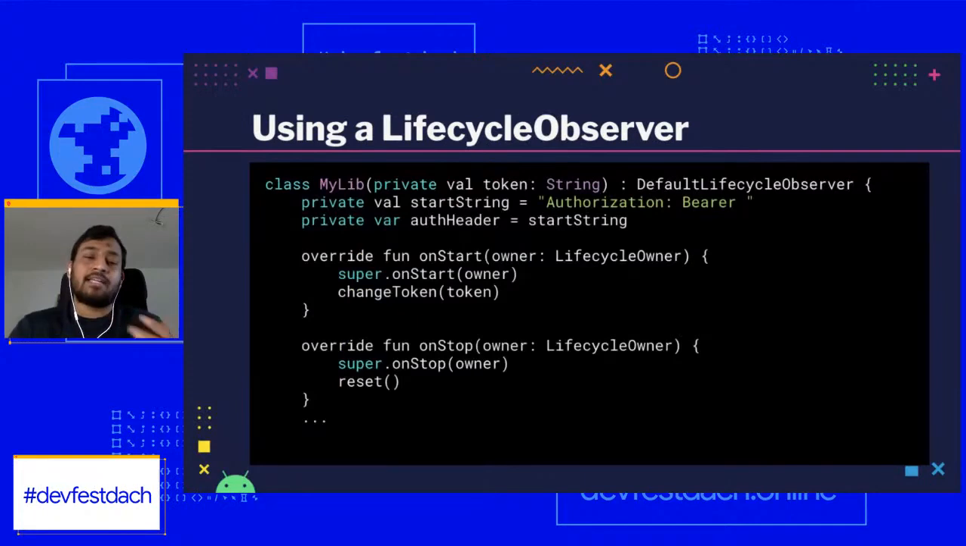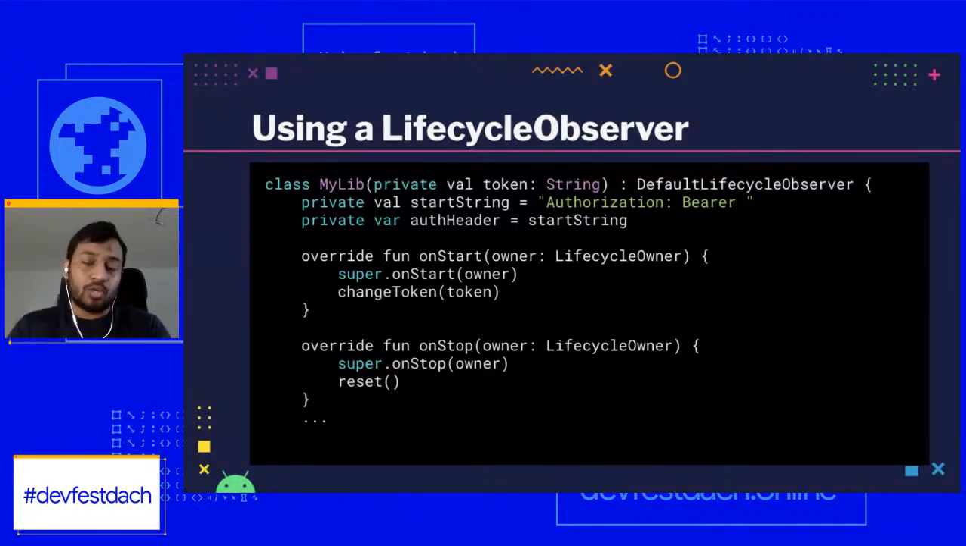So now our example changes a little bit. What we are doing now is implementing the default lifecycle observer. This allows us to have access to onStart and onStop functions, wherein we can call our specific initialization functions. In this case, we are calling the change token within onStart, and then we are resetting it back in the onStop, just to make sure that the whole lifecycle is being handled properly. Very normal stuff, but notice that there is no init DSL block or init function.